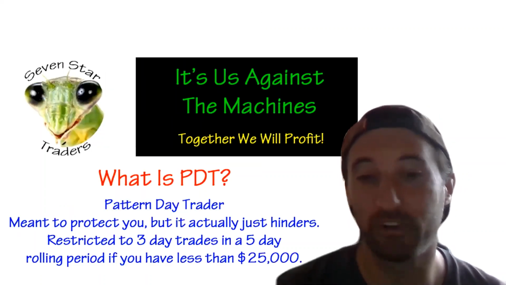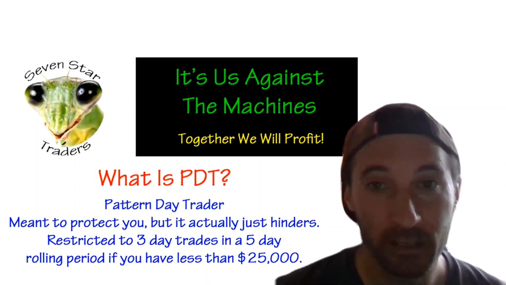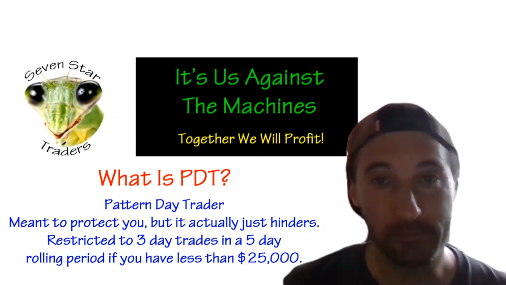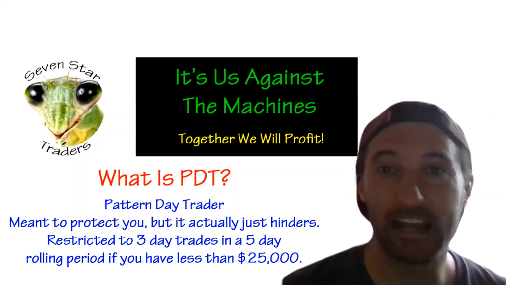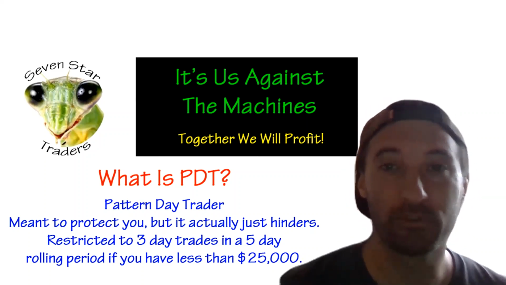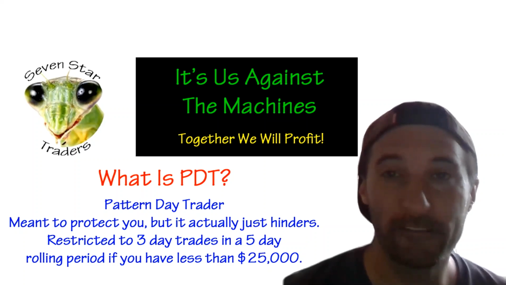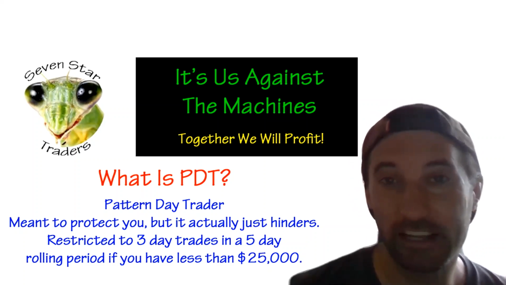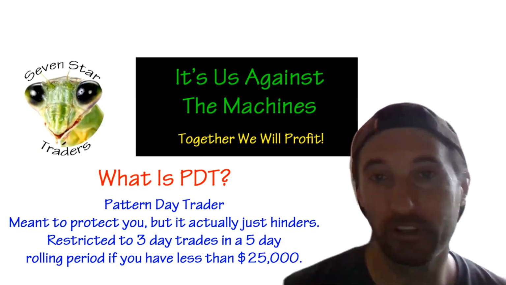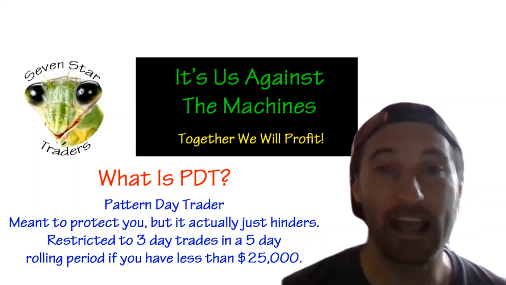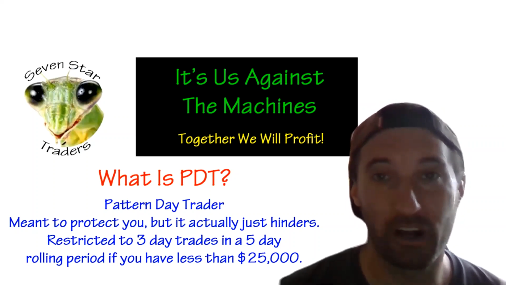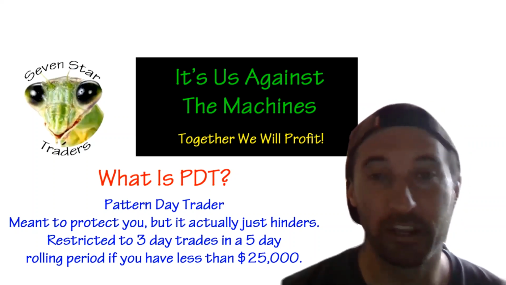So first of all, what is PDT? PDT is Pattern Day Trader. And what that does is it's a rule to protect you, but it actually just hinders you. It's a rule that states if you have less than $25,000 in your account, you are restricted to 3 day trades within every 5-day rolling period. So if you've had 3 day trades, you cannot place another trade until one of those drops off. And that's every 5-day rolling period.